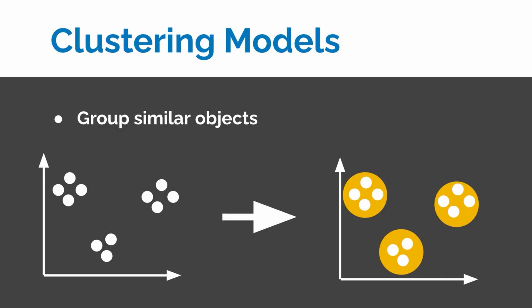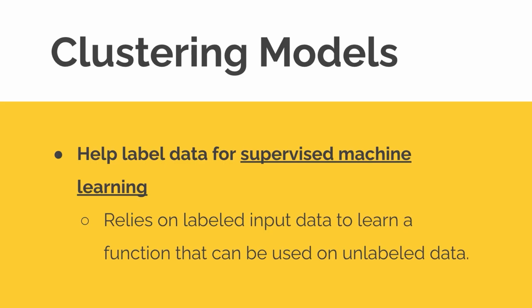Okay, one group of models are known as clustering models. And this type of machine learning model is used to group similar objects. So you could get a whole bunch of data that you collect perhaps from your customers, and you could group the customers into different segments. So perhaps most likely to buy this next product or unlikely to buy this next product. And clustering models help label data for supervised machine learning.